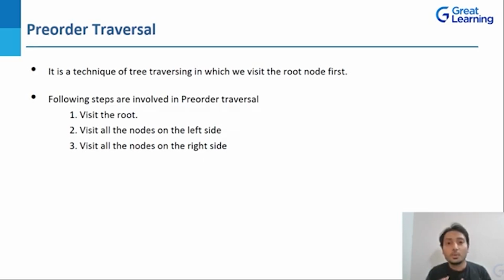So what are the different uses and what are the different applications of a pre-order traversal when you are trying to apply it on a tree, binary tree, or a binary search tree?